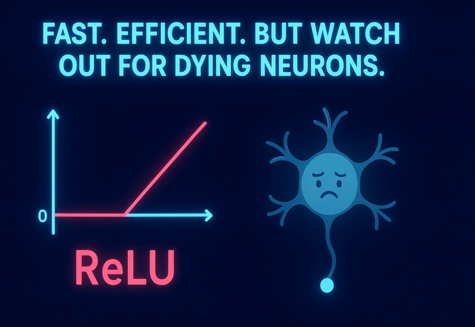Then came the superstar, ReLU, or rectified linear unit. It's simple. If the input is positive, keep it. If it's negative, output 0. ReLU revolutionized deep learning because it reduces vanishing gradients and is super efficient. But it has a flaw, the dying ReLU problem, where some neurons stop learning if they output 0 too often.